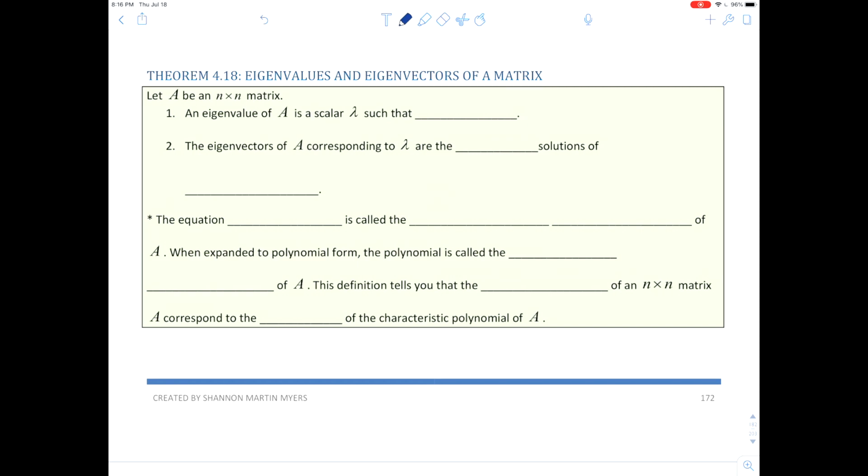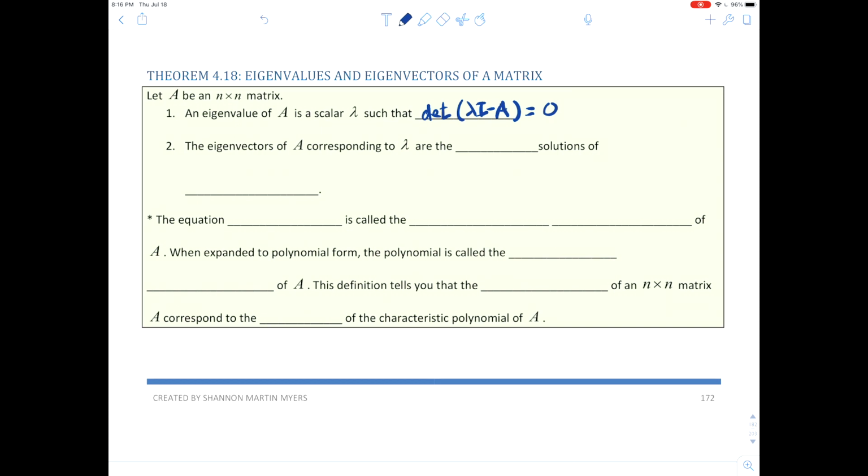Let A be an n by n matrix. An eigenvalue of A is a scalar lambda such that the determinant of lambda times I minus A is equal to the scalar 0.